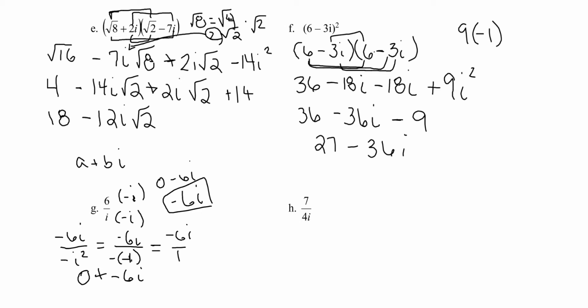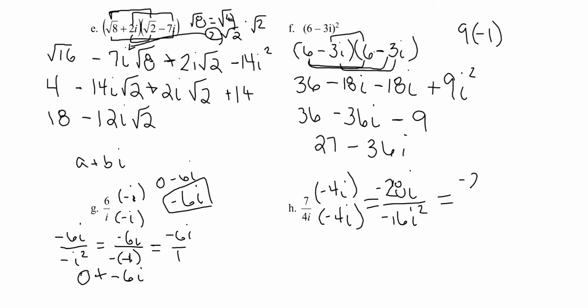Now for h, again, we're going to use the conjugate of positive 4i. So our conjugate would be a negative 4i. So we're going to multiply the top and the bottom by negative 4i. So on the top, that's going to leave me with negative 28i. On the bottom, I'm going to have negative 16i squared. Right now, for the top, I can't do anything, so I'll leave it as negative 28i.